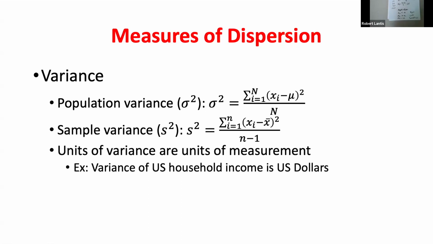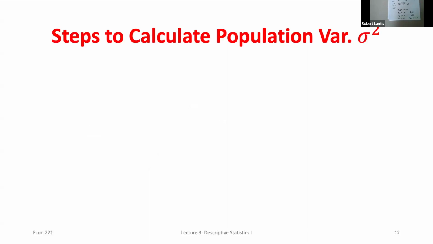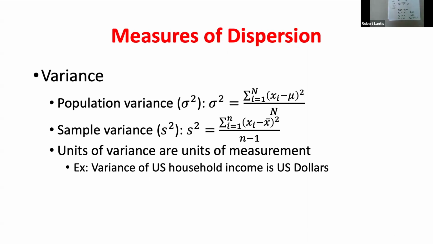I can think about the variance of the household income data, whatever the units of the variable are. I didn't say this before, but the units of the variance are going to be the same as the units of whatever variable you're calculating the variance for, just like with the mean. Before I break this down, I want to make one point.